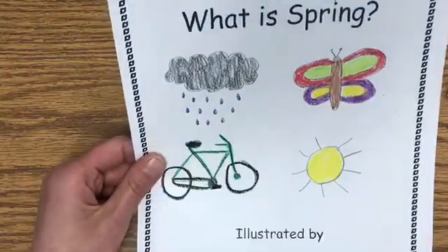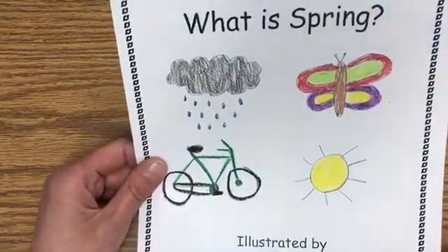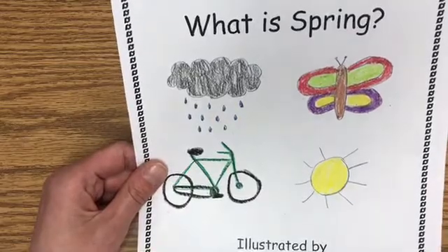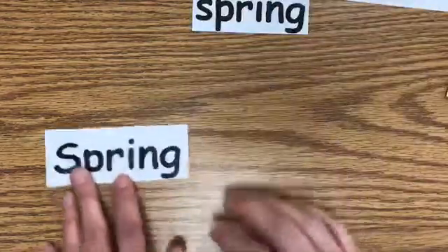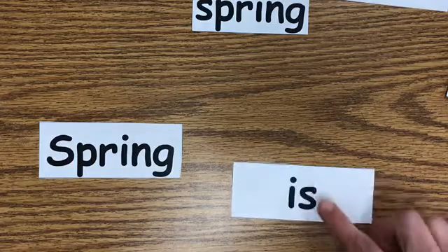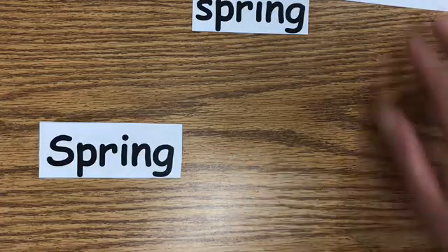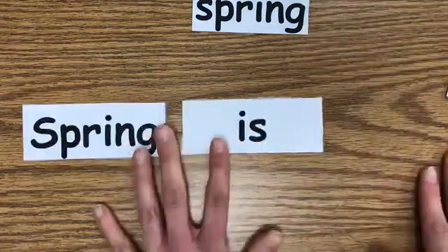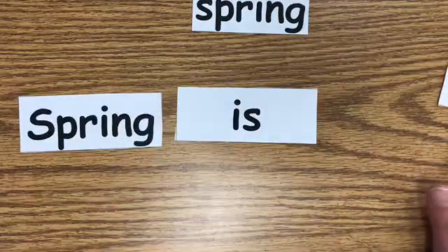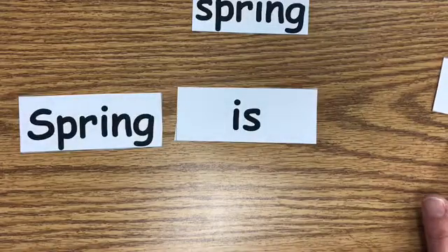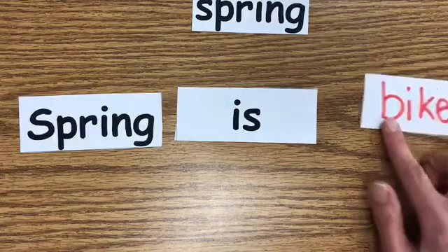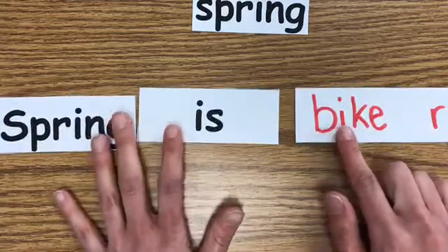Next picture. Bike riding. Okay, are you guys getting good at this yet? So, first word is going to be what? You tell me. Spring, capital S. Second word is going to be the same as this one, is. And then I need bike riding. Bike riding is two words, bike riding. And it starts with the sound B. Bike starts with B. So that has to be the same letter that butterfly started with.